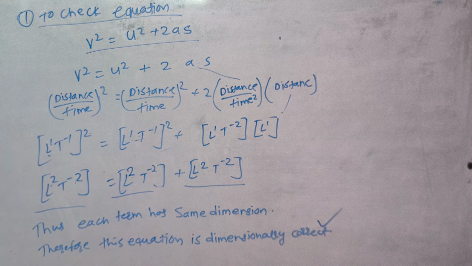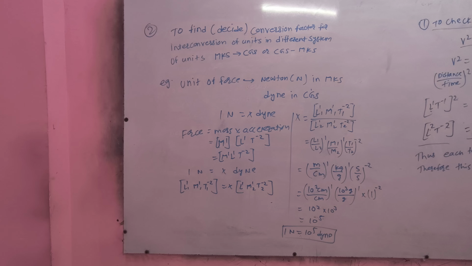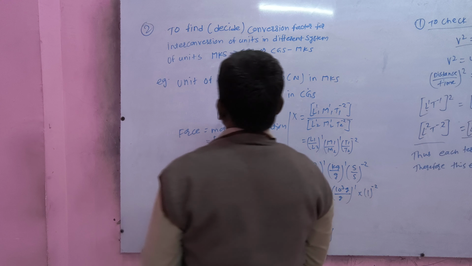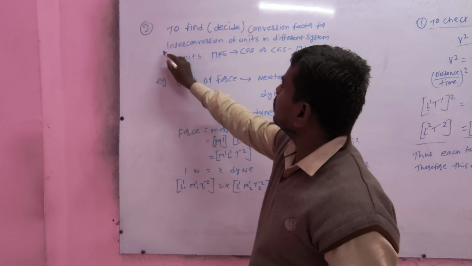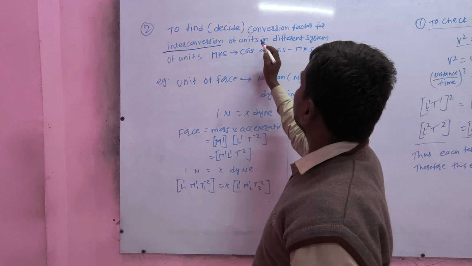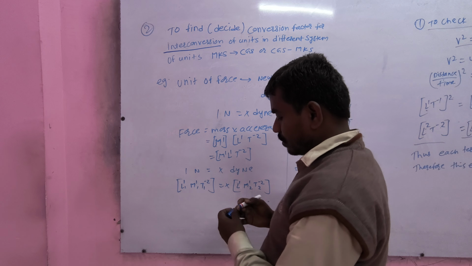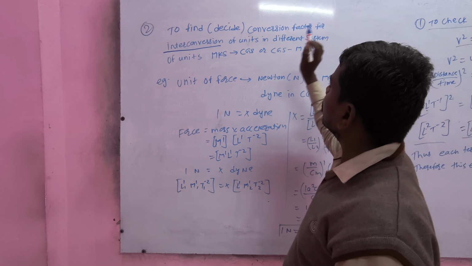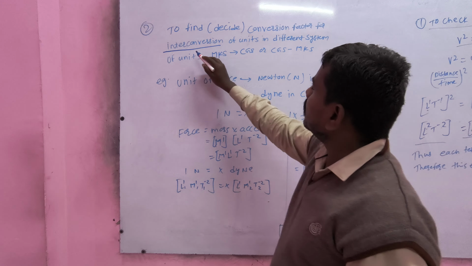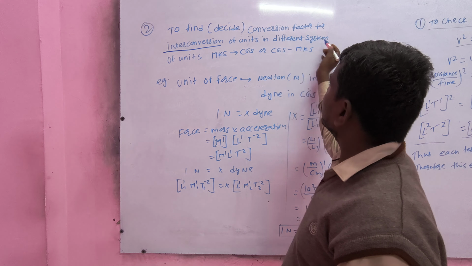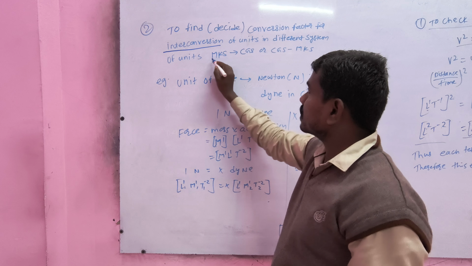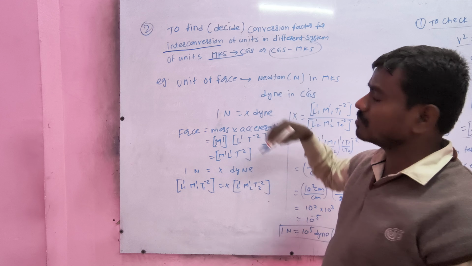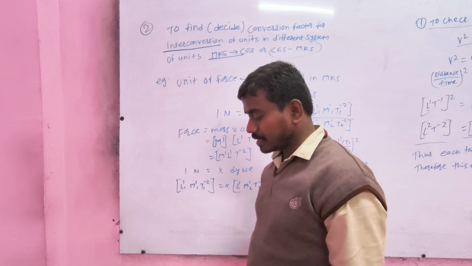Okay, write down. In second application of dimensional formula, we have to interconvert one form of unit into another form to find or to decide conversion factor for interconversion of unit in different system. For example, MKS system is converted into CGS or CGS system may convert it into MKS.